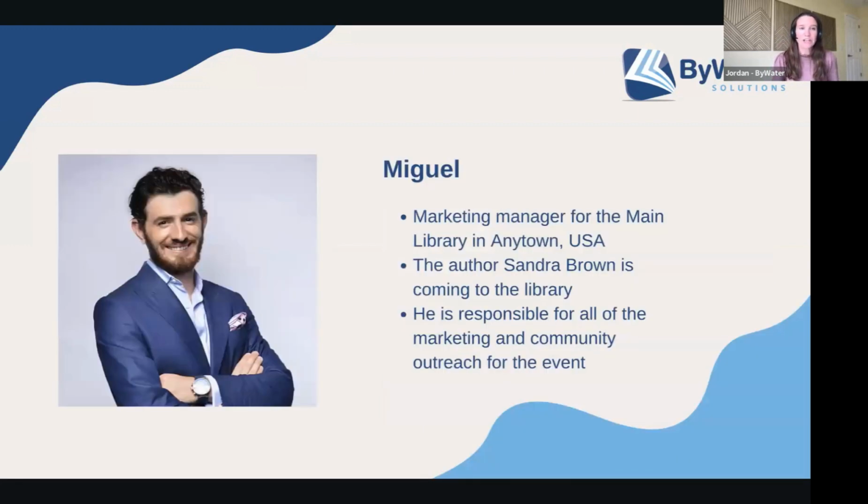The second person that we're going to look at Aspen through the eyes of is Miguel. Miguel is a marketing manager for the main library in Anytown, USA. And their library just got a big win. The author, Sandra Brown, is coming to the library to give a presentation, and it's Miguel's job to make sure that everyone who's interested knows about this event, that they have a great turnout. It'd be super disappointing for someone to find out after the fact that Sandra Brown was in town and not get to come, so he needs to make sure that everyone knows about it. So yeah, he's responsible for all of the marketing and outreach for the library.